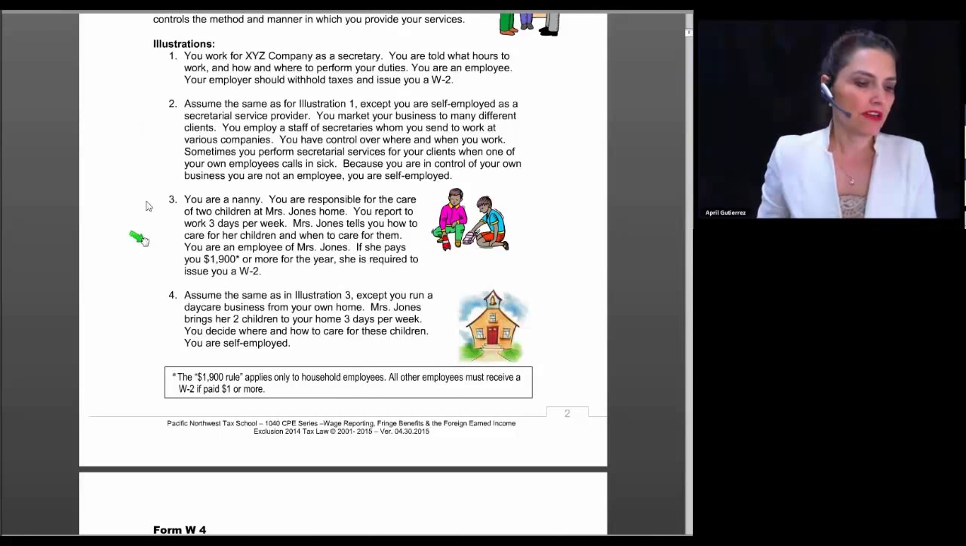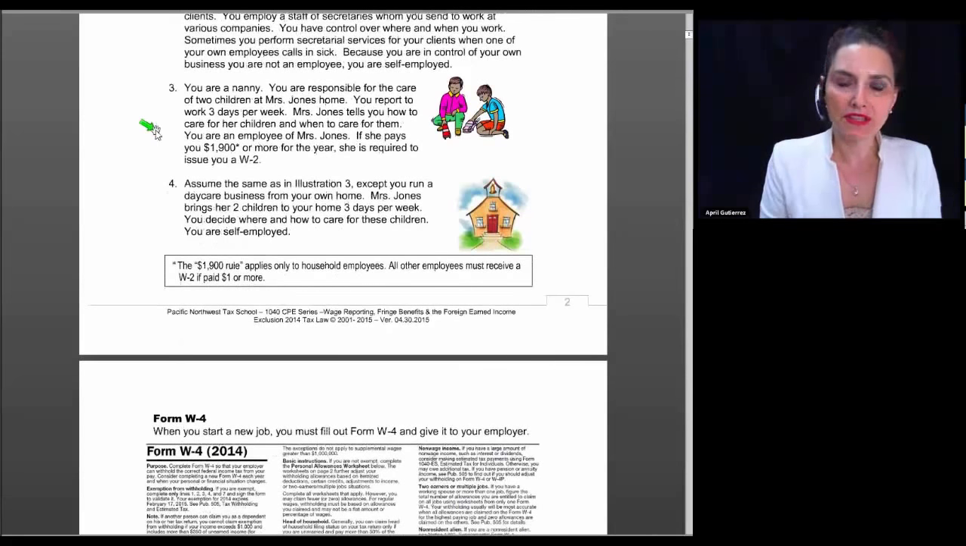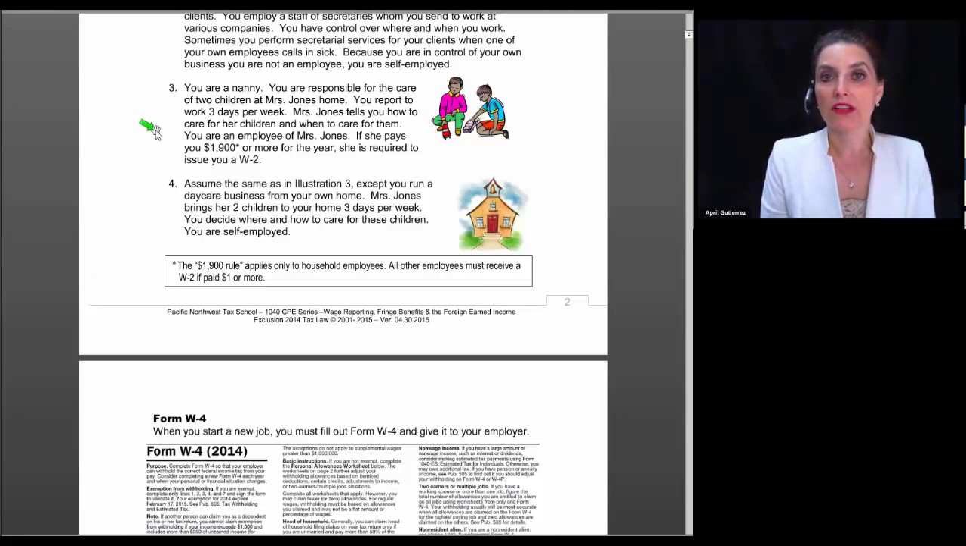Number 3, you are a nanny, and you are responsible for the care of 2 children at Mrs. Jones' home. Mrs. Jones tells you how and where to care for her children, and that makes you her employee. Now, there's a special rule for household employers, and that is that with most employers, if you pay any wage at all, even $1, you need to issue a W-2 to that employee at the end of the year.